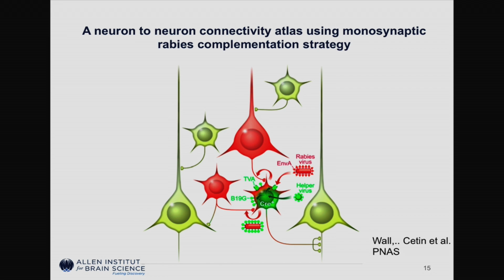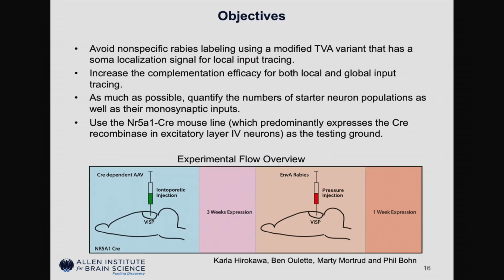So this has been developed and working, but what we did is try to optimize this system in a way that we can get less spurious labeling and more of the input supplying neurons, and generate a complete map, relatively better map of the visual cortex. Well, eventually a complete one, hopefully.